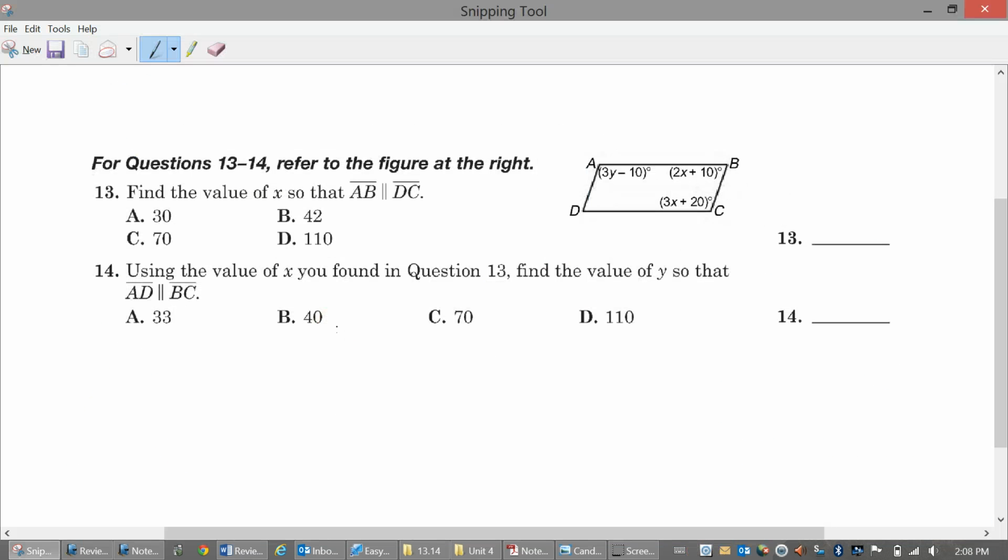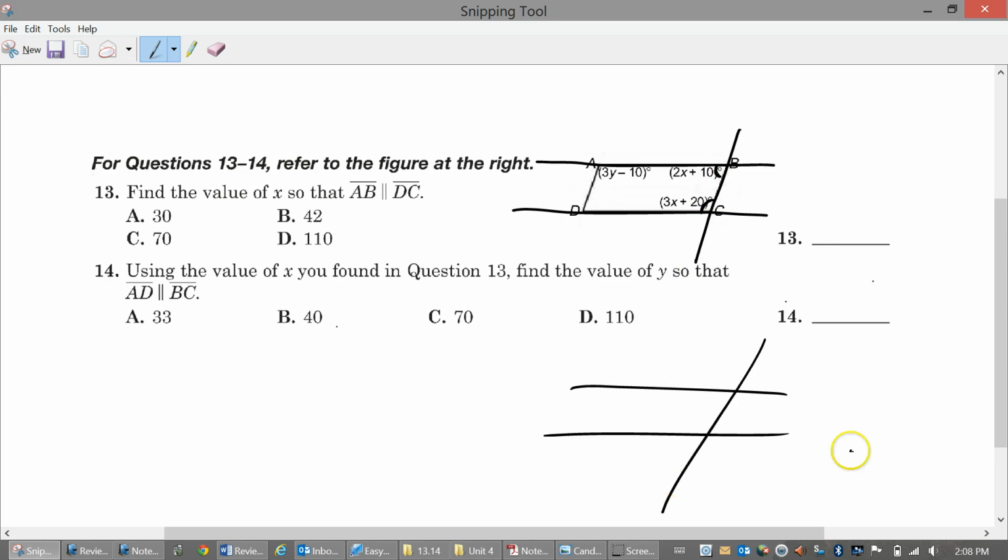13 and 14. It just says look at the picture as labeled, and then it says find X so that A and B are parallel. The converse of the theorems that we've been dealing with feels just like we're doing it the same way. We need to find X. That angle is marked with an X, and that angle is marked with an X. So just focus your attention on those two angles, and it actually looks like this, where the top one is 2x plus 10, and the bottom one is 3x plus 20.